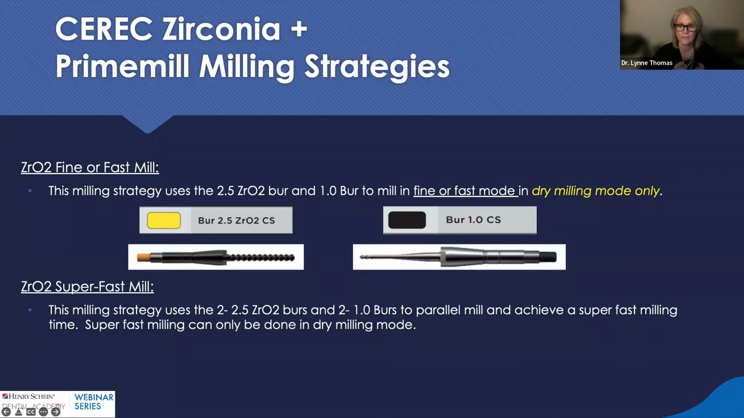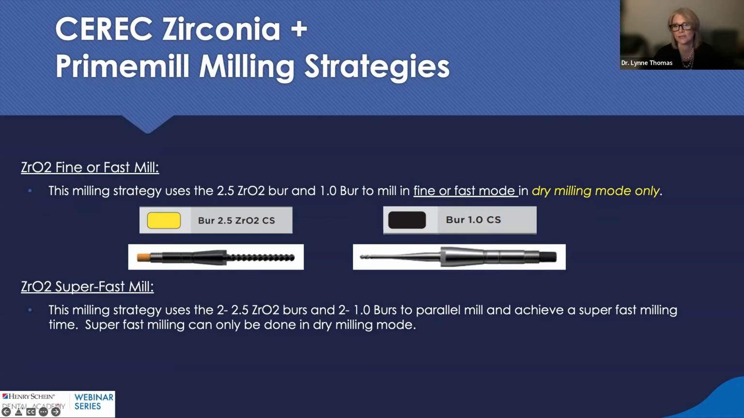In the milling process, you have a couple of different modes. You can do super fast milling, which will mill out a single unit in about 5 minutes, which is pretty amazing. You can do the fast mode, the fast level, which will mill out your single unit probably in 10 to 12 minutes. And the only difference between the modes is exactly how much polishing you actually need to do on that pre-sintered crown.